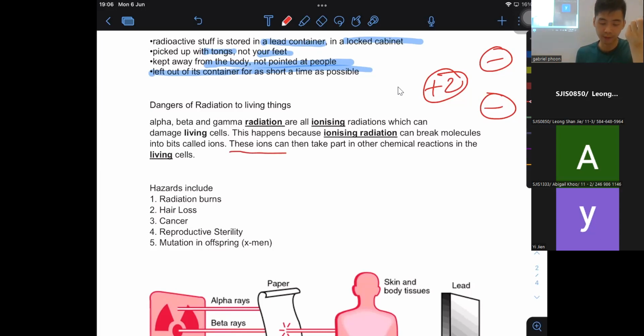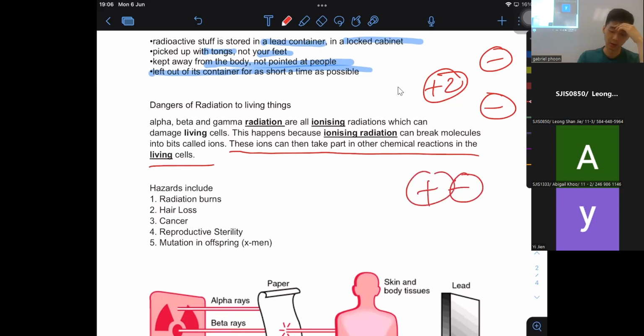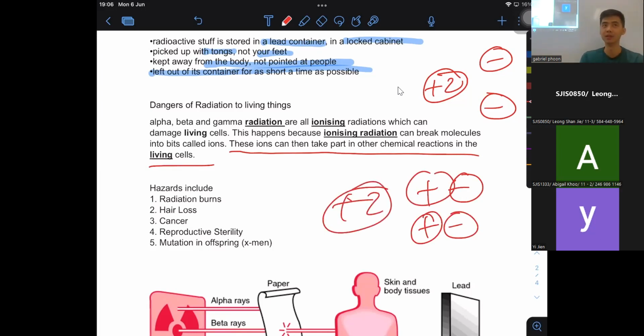These ions can definitely take part in other chemical reactions in the living cell, right? Like for example, if these guys are dating already, right? Then after that, I introduce one alpha particle, which is obviously a stronger positive guy, right? So if you steal your girlfriend already, what they're going to do, these guys are going to steal other people's girlfriends, right? Which is a chemical reaction of its own, guys.